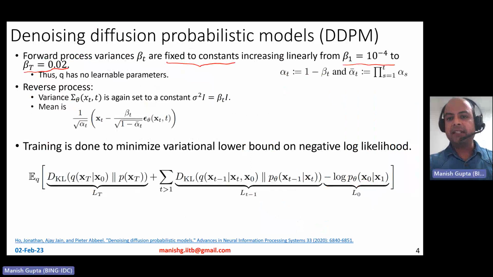Now, if I define alpha as 1 minus beta, I can define the cumulative product alpha bar in that sense, so that's a good notation to remember. We'll use that later.